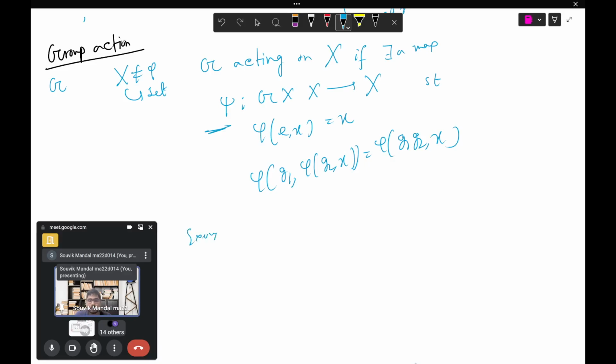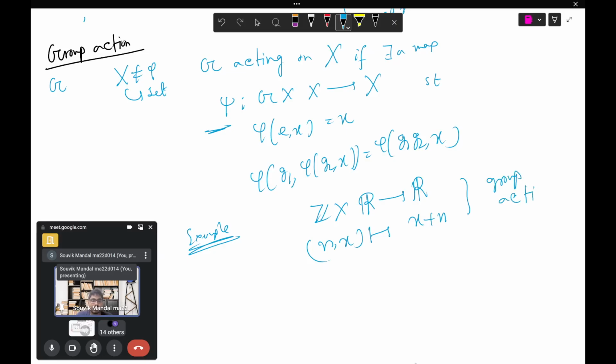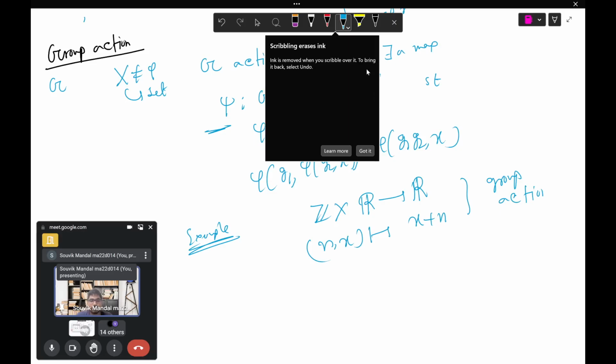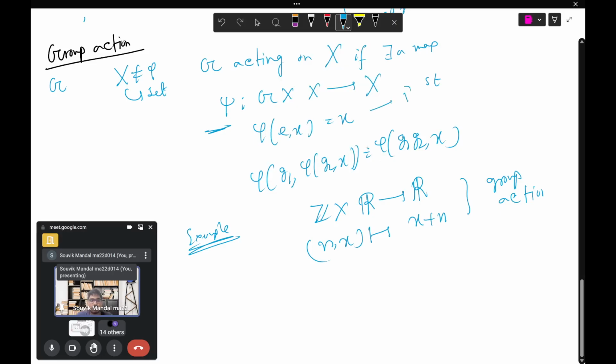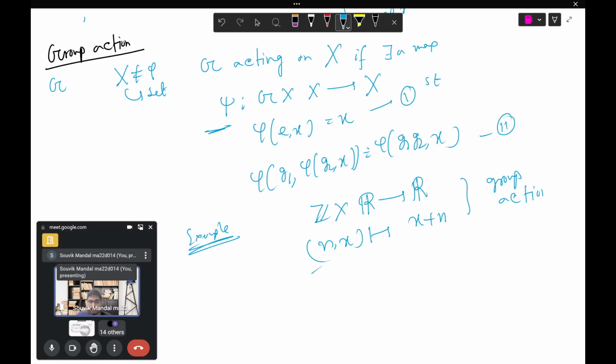For example, consider Z acting on R. Consider this map (n, x) goes to n plus x. It is a group action because you can easily check that property 1 and property 2 hold true for this example. Okay, this is a group action.